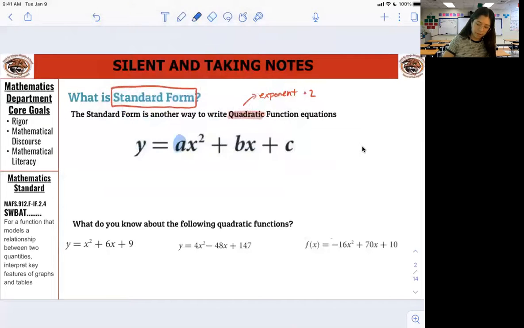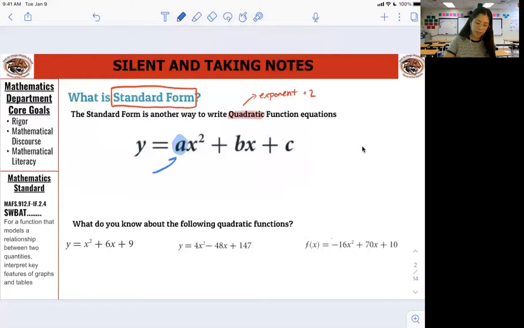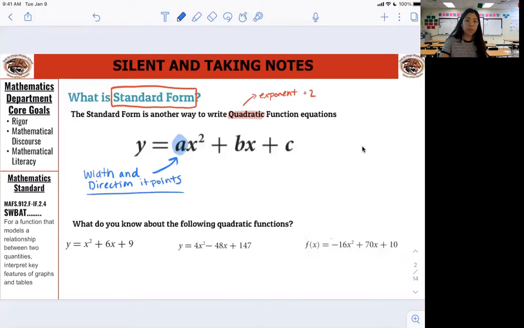A is the same thing as vertex form. So who can remind me, from vertex form, what does A tell us about the graph? How wide it is, yeah. So it tells us the width, and it also tells us whether or not it's flipped. So it tells us the width and the direction it points. As a reminder, this is the same thing as vertex form.